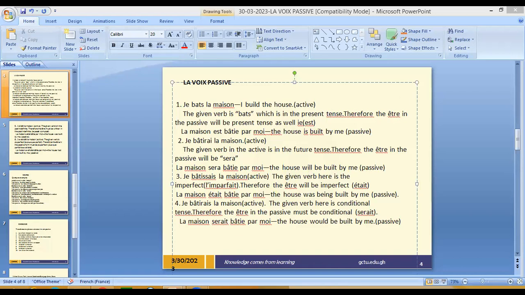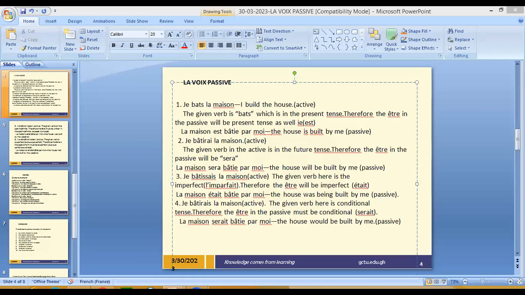Avec le verbe vendre. Le vendeur vend les chaussures et les chaussettes. The seller or the trader is selling socks and shoes, a pair of socks and shoes. Et on dit, les chaussures et les chaussettes sont vendues par le vendeur.